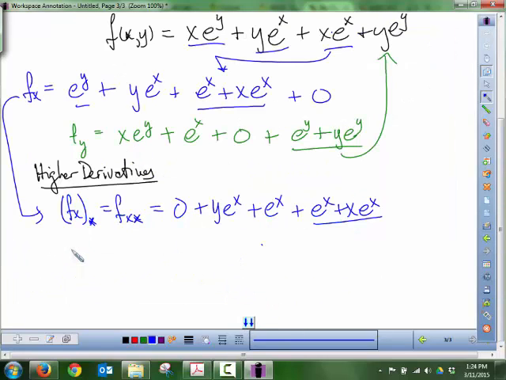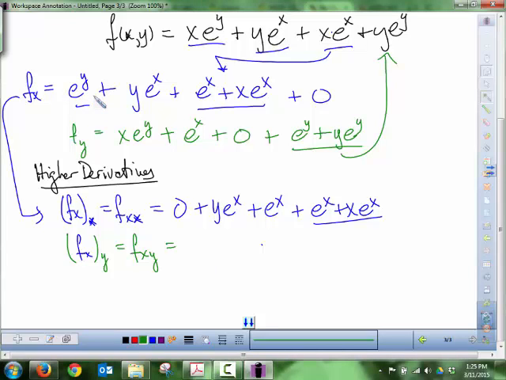So let's move on to taking the derivative of fx. This time let's take the derivative of that with respect to y, since we already took it with respect to x. So this one is called fxy. Right? Makes sense. So now that tells us that we need to look at fx first and then take the derivative of fx with respect to y. What's the derivative of e to the y with respect to y? E to the y. What's the derivative of y e to the x with respect to y? E to the x. What's the derivative of e to the x with respect to y? And the derivative of x e to the x with respect to y?